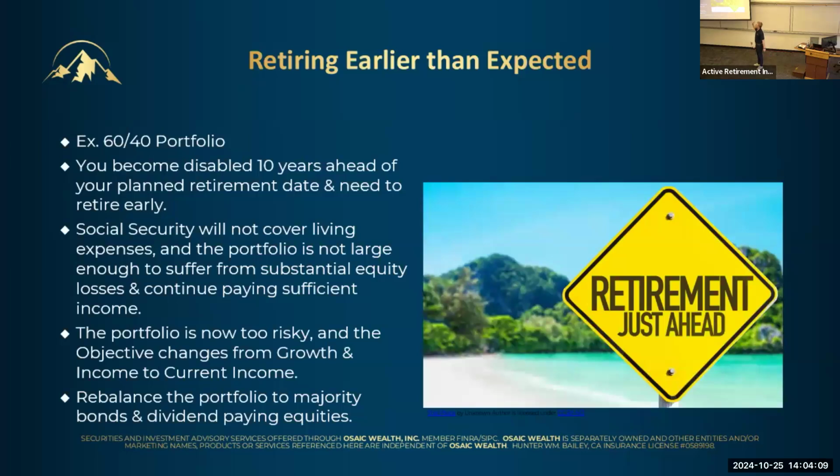But what about retiring earlier than expected? You've got your 60-40 again, and you become disabled 10 years ahead of your planned retirement date, and you need to retire early. You were expecting a lot of time to go from 60-40 to 55-45 to 50-50 and further, until you get all the way down to a 0-100 or a 20-80 or whatever your end goal was. So Social Security is not going to cover the living expenses, and the portfolio is not quite large enough to suffer substantial equity losses and continue paying sufficient income.